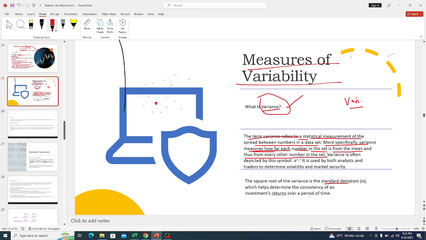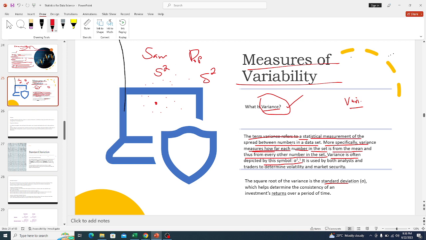Yes. So variance is often depicted as sigma squared. We have sample data and we have population data. For population data, variance is denoted as sigma squared. Then for sample data, variance is denoted as what? As s squared.